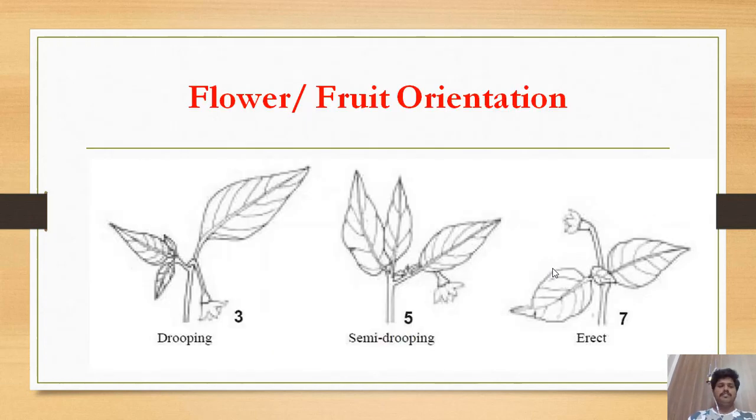Then you look for flower or fruit orientation here. Drooping. It is completely directed downwards without any support or something like that. Same here, drooping. It is little erect. If you observe the third one, it is completely erect. It is protruding out, something like that. So in this way also we can differentiate the orientation and classify them into subclasses.